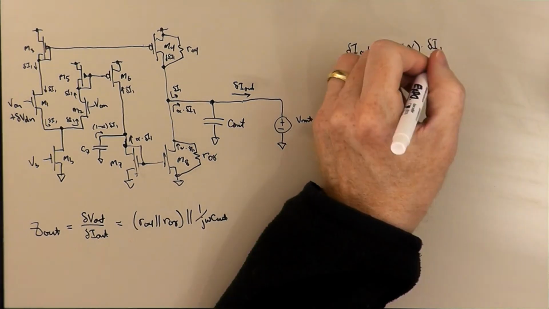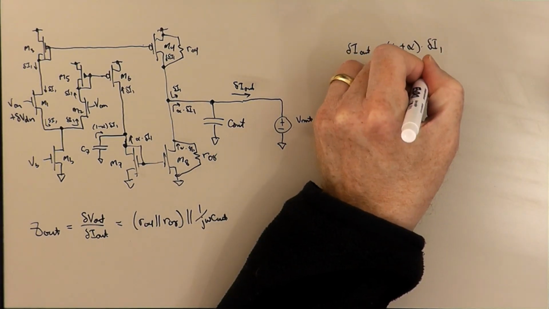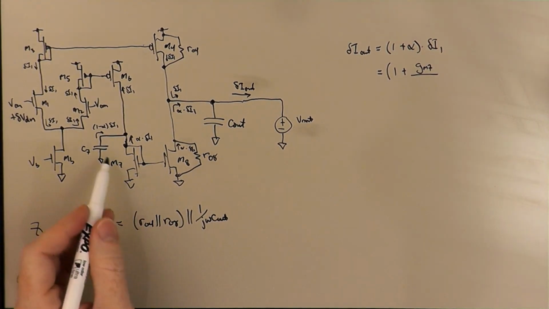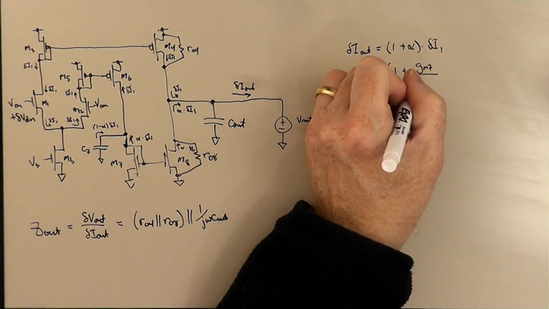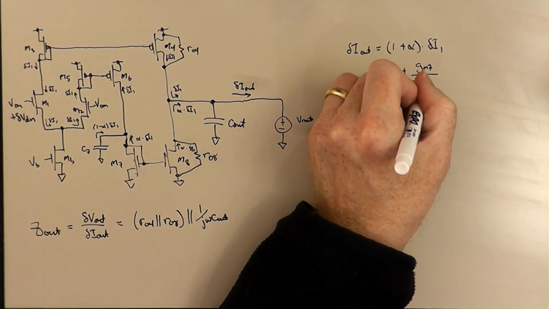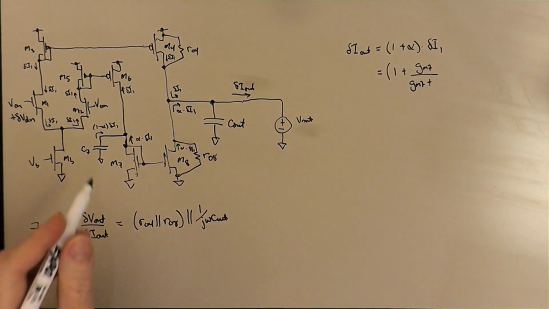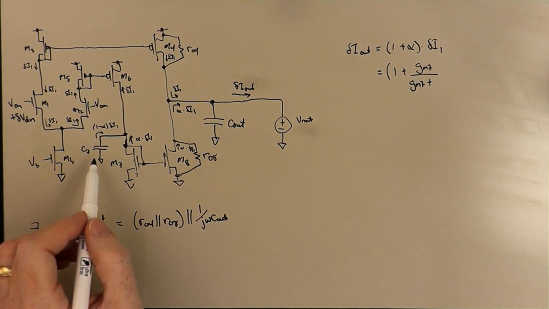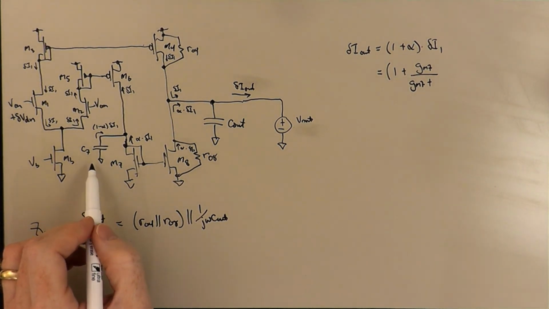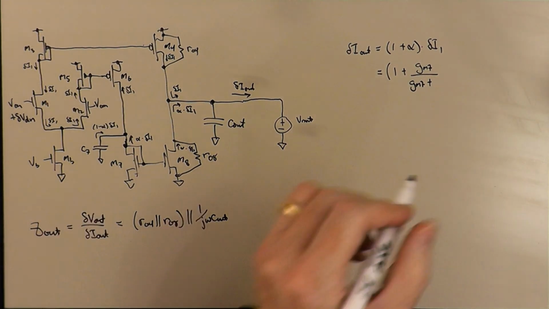So it's going to be GM7 divided by the sum of the two branch conductances. So the one branch conductance, of course, is GM7, and the other branch conductance is going to be what's called the admittance of the capacitor. That's 1 over the impedance of the capacitor. And so that's going to be j omega C7.